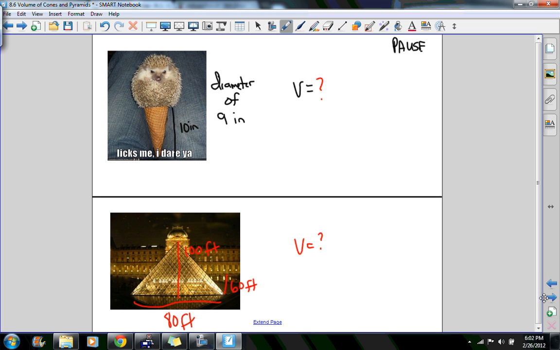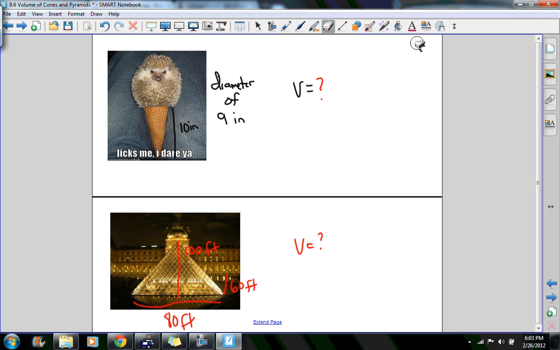Okay, here are two problems that we're working with. I want you to try both of these. Bottom here we have the Louvre. It's a big giant pyramid. And then the top here we have a hedgehog hiding in an ice cream cone. We only care about the ice cream cone, not the hedgehog. Okay, give it a try.